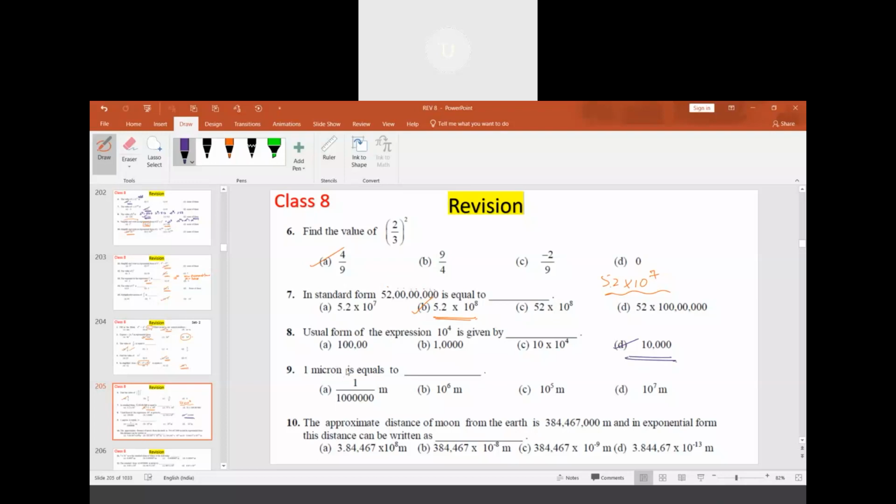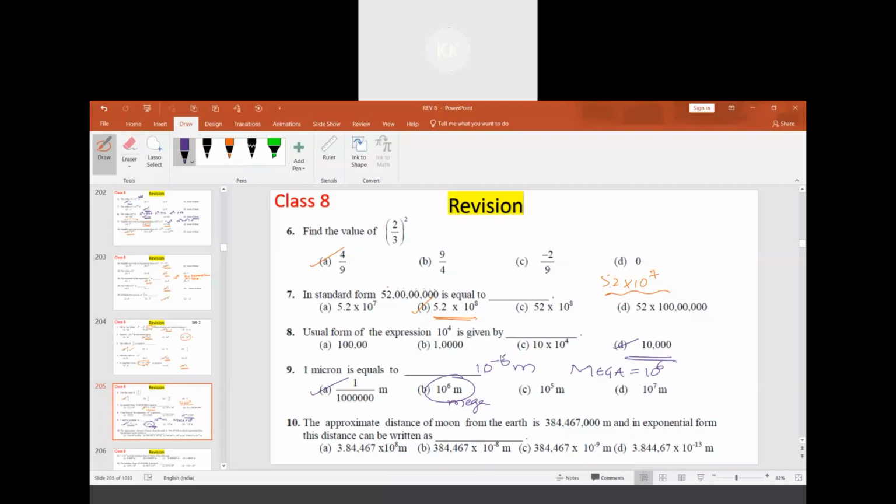Remember, micron refers to 10 to the power of minus 6, that is 1 by 10 lakh. And mega refers to 10 to the power of positive 6. Option A, 10 meganewtons means 10 to the power 6 newtons, 1 followed by 6 zeros. It's a very huge power then. Force will be too much.